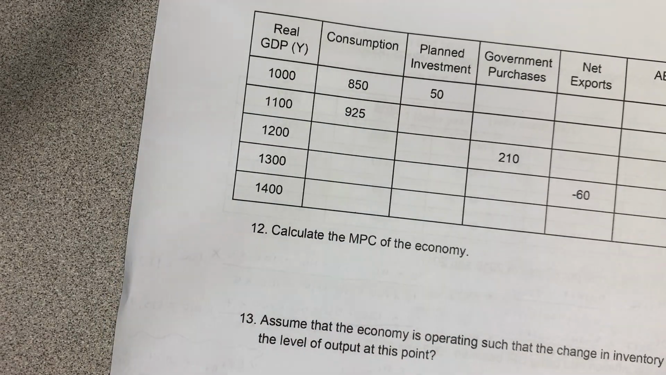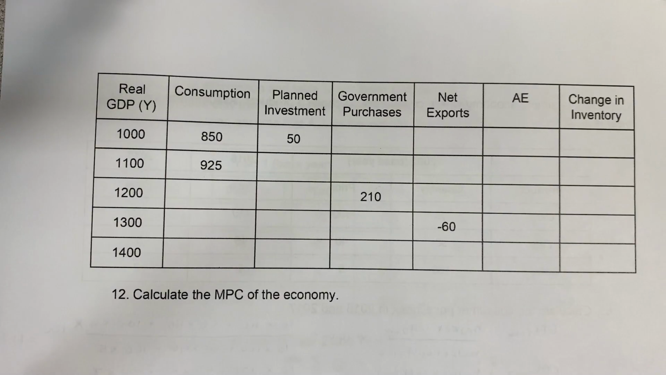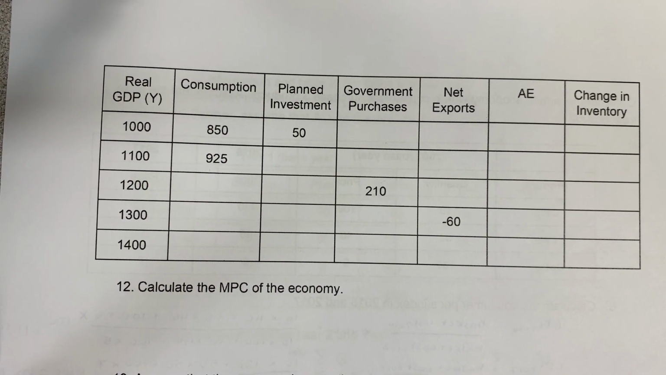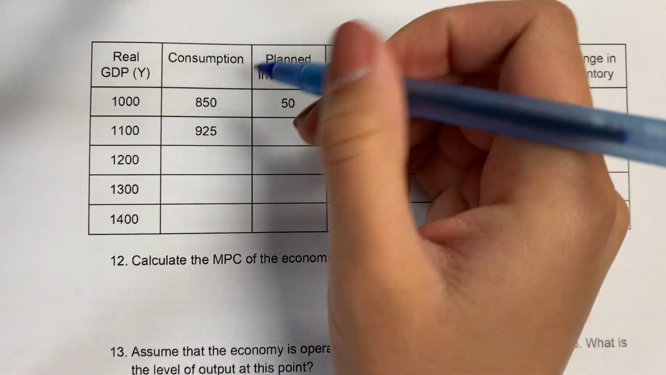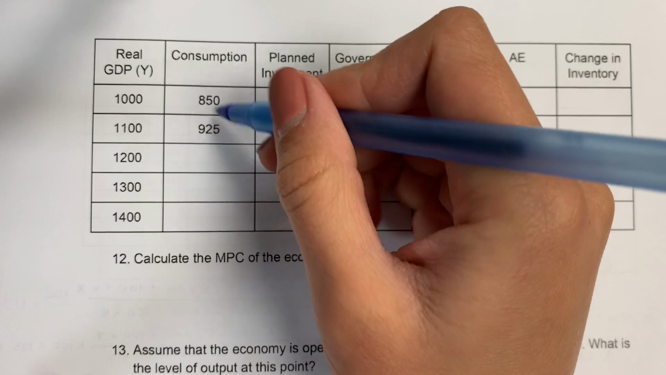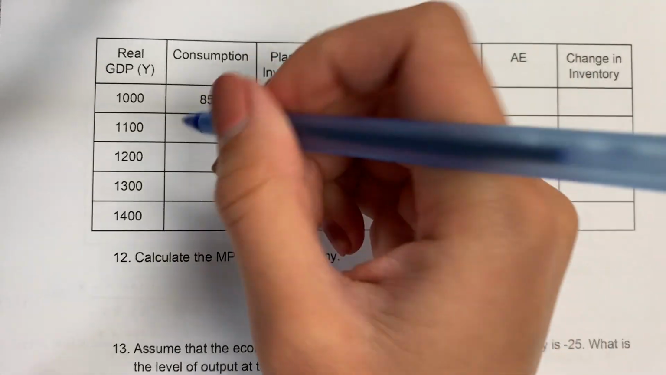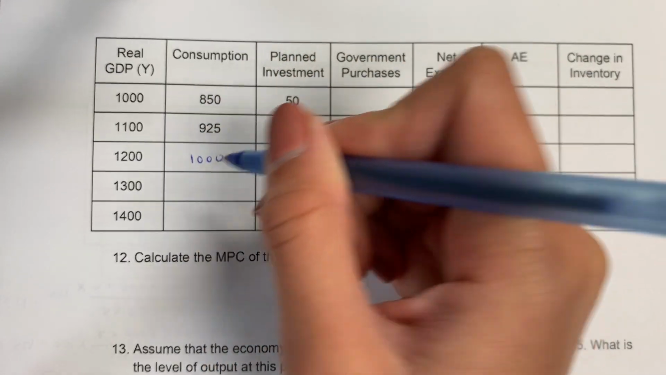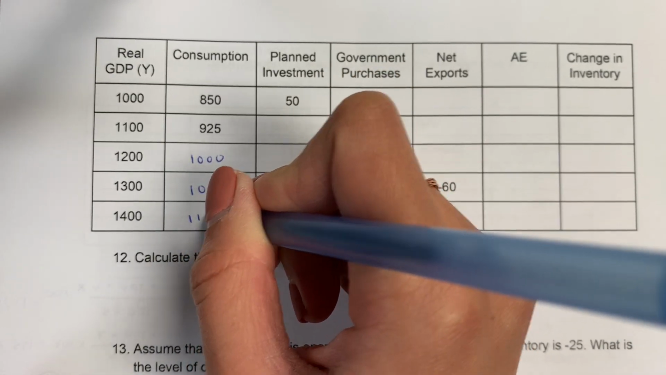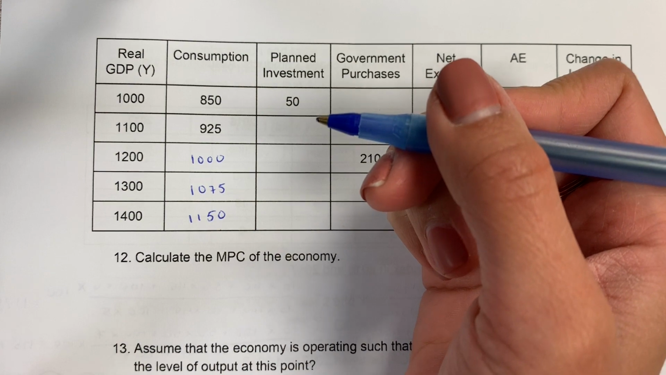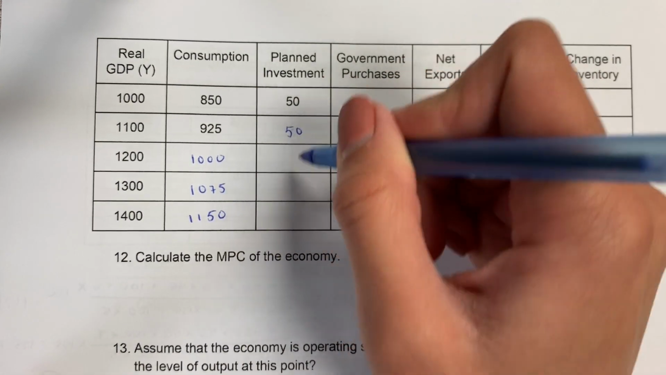Okay, so let me center this table so you can see. So we're going to want to fill in this table before we start to calculate the MPC or any sort of equilibrium. So the first thing you'd want to do is fill in the columns one by one, right? So consumption, we have 850, goes all the way up to 925, right? So we can see that this is an increase by 75. So then we know that this is 1,000, 1,075, 1,150. Planned investment, well, we know that this is all 50, right?